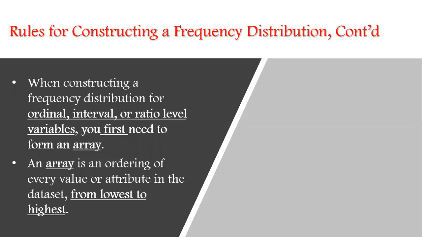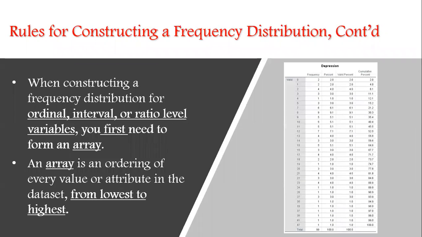On the other hand, when constructing a frequency distribution for ordinal, interval, or ratio level variables, you first need to form an array. An array is an ordering of every value or attribute in the data set from lowest to highest. So let's take the variable depression, for example.